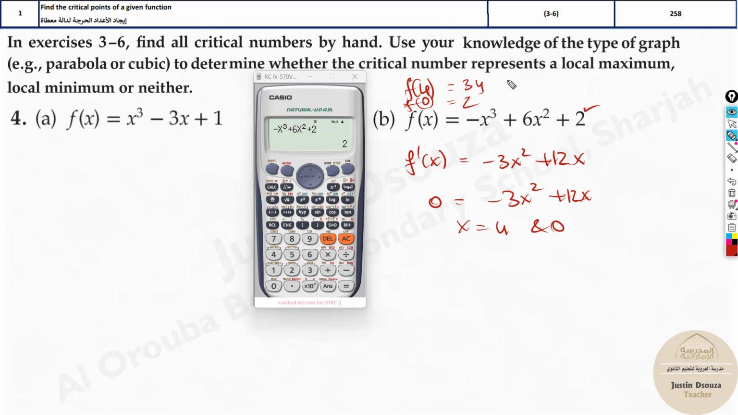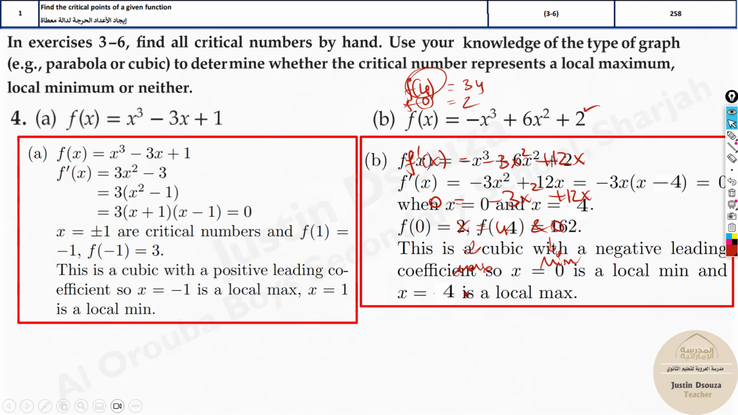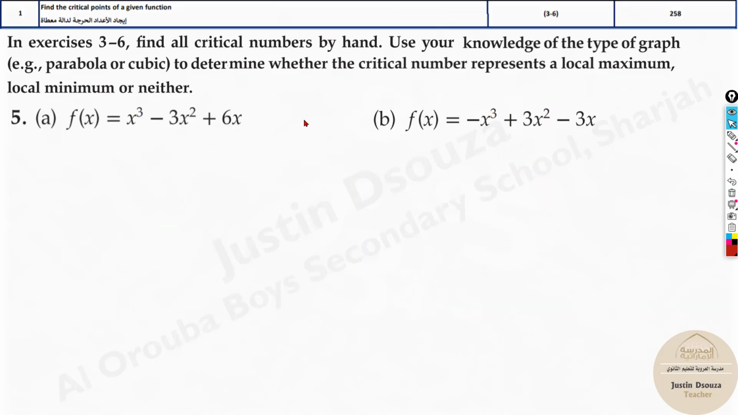Now which is maximum? 4. This is the maximum point and 0 is the minimum point. So from this method we can easily tell which is maximum and minimum. You can see x equals 4 is a local maximum because it has a higher value, whereas 0 had a minimum value. You can try these problems by yourselves.